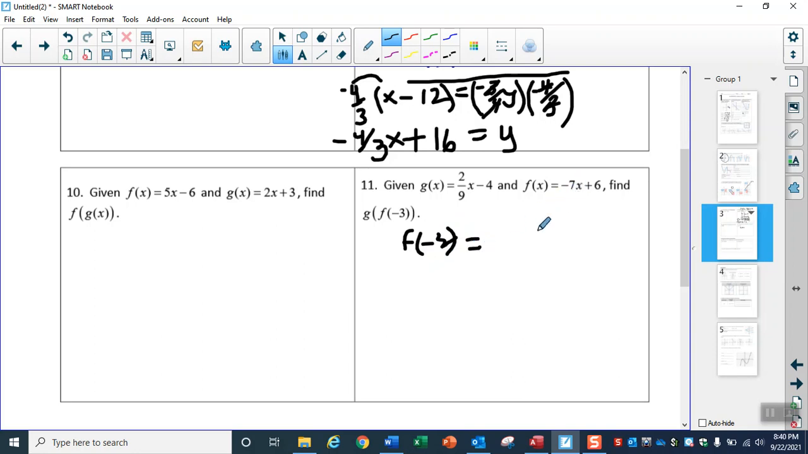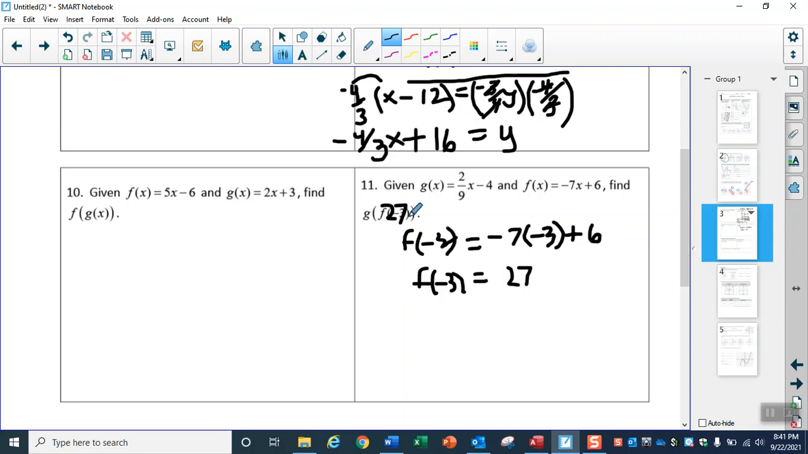So I'm going to write f and put in negative 3 wherever I see that x. Negative 3 plus 6. All right. And I'm going to put this into Desmos. And so I get f of negative 3 is going to equal 27. Now, this right here, that is 27.